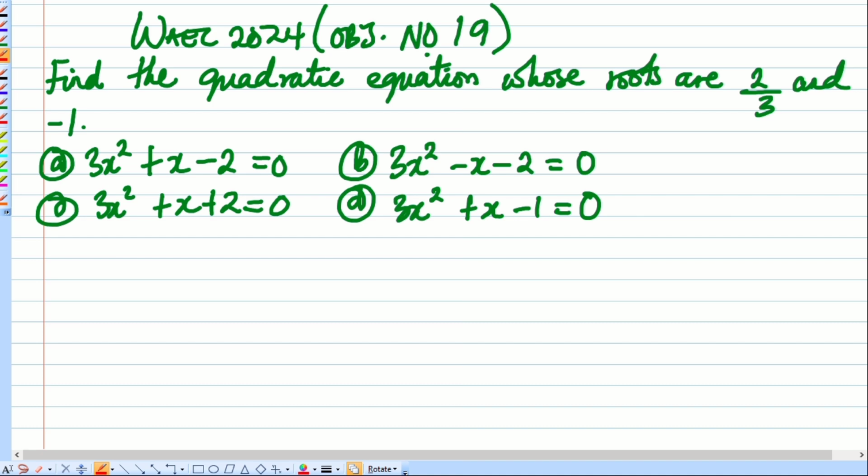So we have a question there. This question is an extract from the just concluded WAEC 2024. You see, that's OBJ number 19. So we should find the quadratic equation whose roots are 2 over 3 and -1.